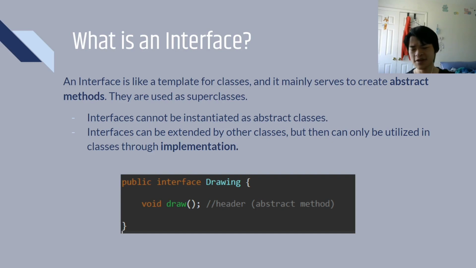Now, there are a couple things that we need to remember with interfaces. First of all, interfaces cannot be instantiated, just like abstract classes, and they just aren't classes in general, they're interfaces. Now, interfaces can be extended by other classes, meaning that you can have an interface that extends a class. However, you cannot have a class that extends an interface. They can only be utilized using the implements keyword, which we'll get to in a second.